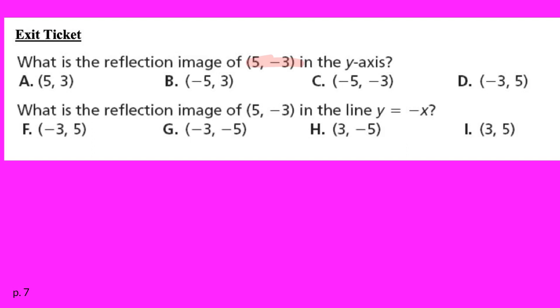So let me change the color. Okay, so I'm going to just negate the x. So this becomes negative 5, and I keep the y the same. So then my reflection image point would be negative 5, negative 3, which is option C.